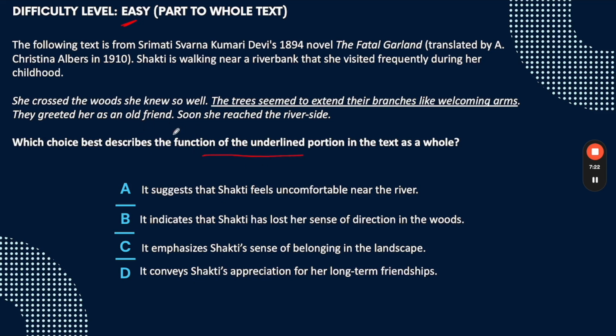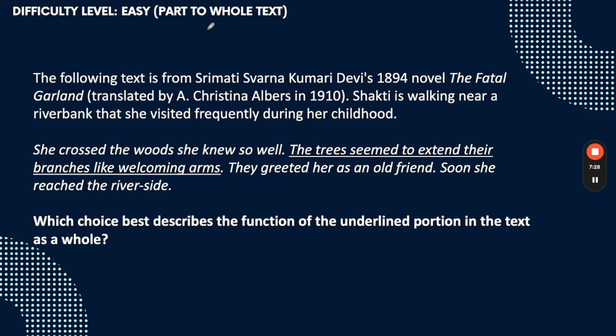Mention of function of underlined portion tells me that I'm dealing with a part to whole text kind of question. Now once you have identified this, we will go ahead and read the text. Now this is a blurb that's been given to us. What is a blurb? It's basically giving me more information of where this text is taken from, or what the character in the text is doing, right?